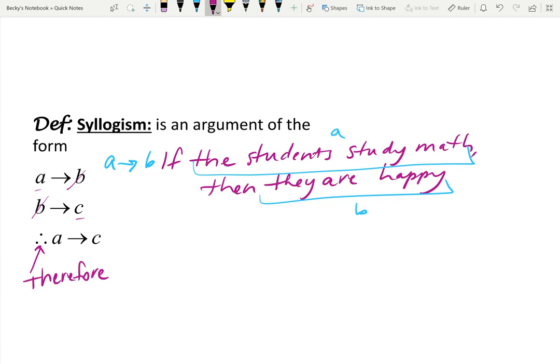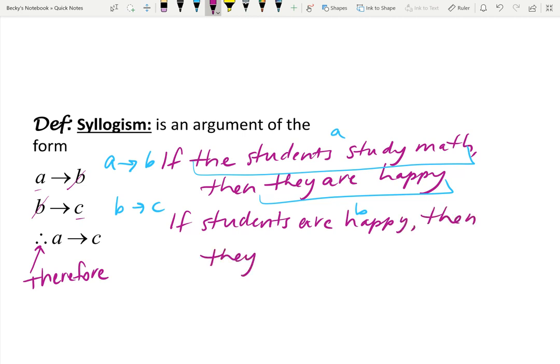Now, we're going to do B, then C. So, I have to start with the information that I ended with. They are happy. So who's they? They happens to be the students. So if students are happy, then they, and I can make up anything I want because this is just a silly one. So if students are happy, then they smile. I don't know. Just something silly.